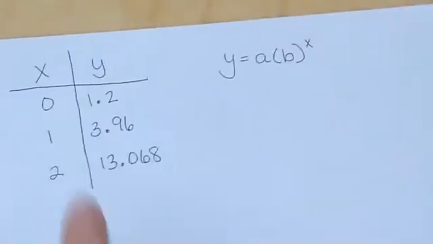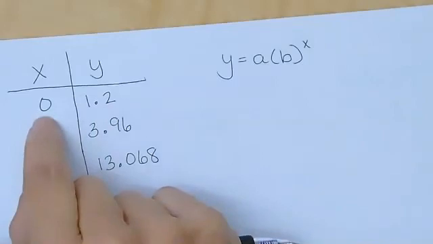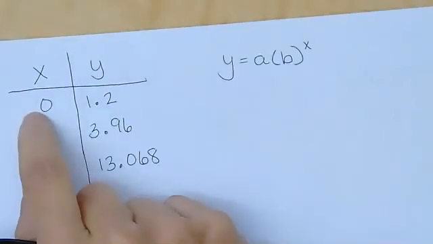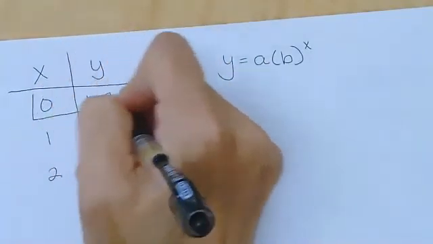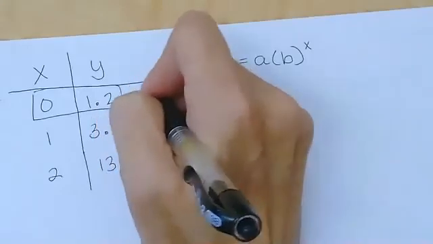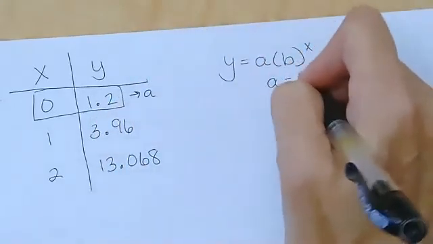But on this one, okay, A, again, is the y-intercept. So go to your table, find where x is 0. That value right there is A. So this value is A. So I know that A is 1.2.